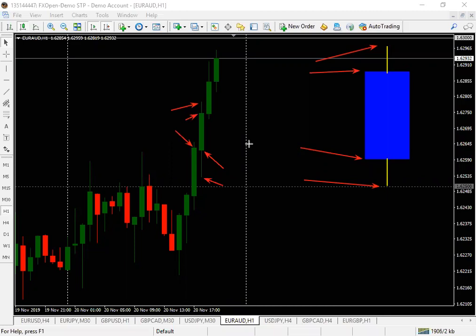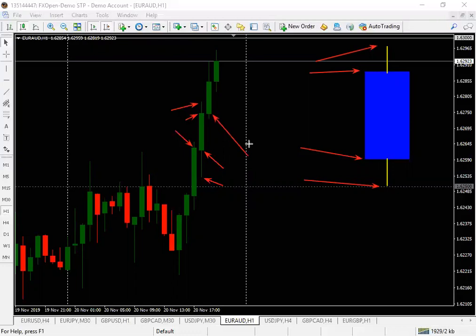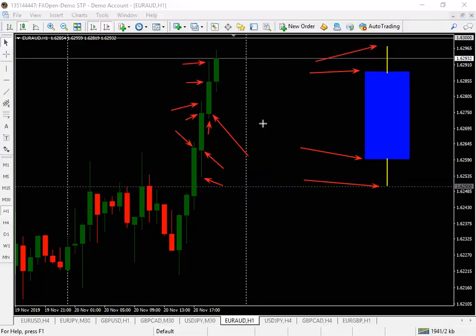Okay. And then when that 1 hour candle closed, so after an hour, this candle closed and the next candle opened. And it peaked at the low here, rose to those highs, and then came back to close there.